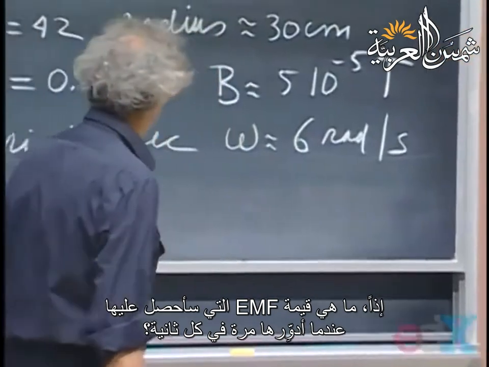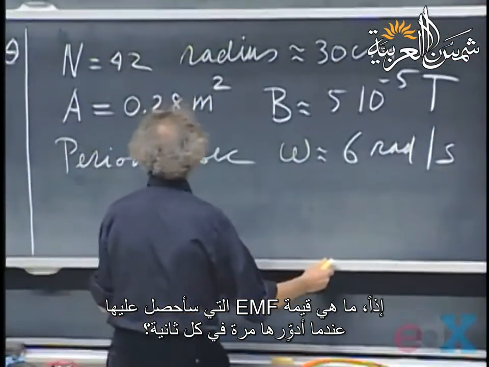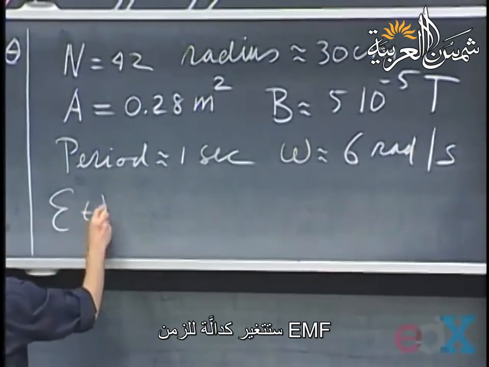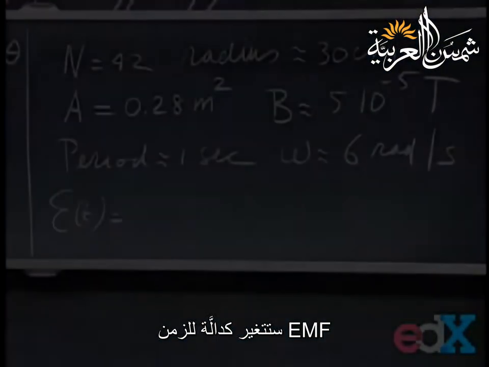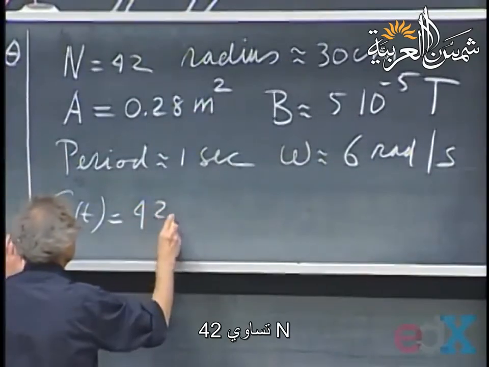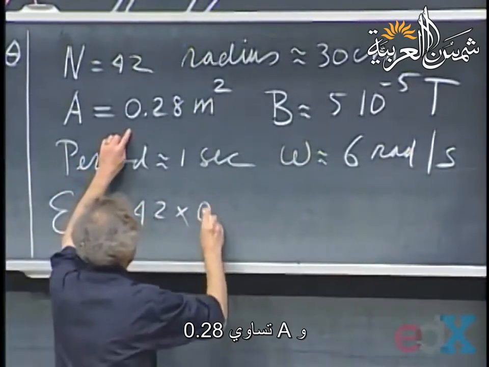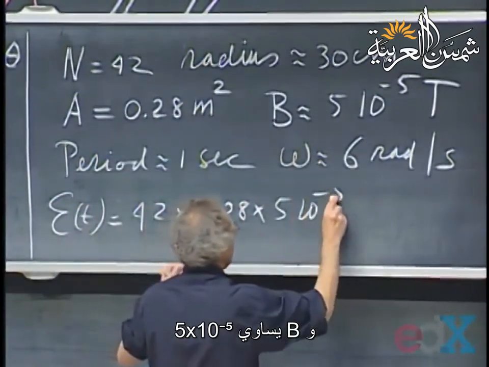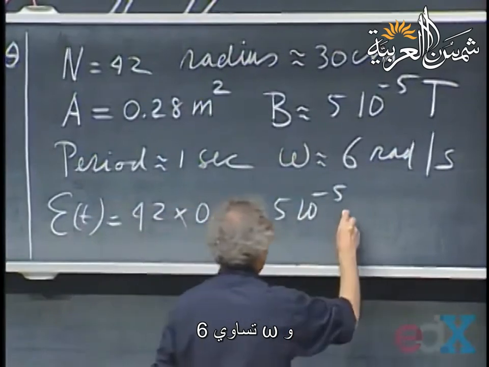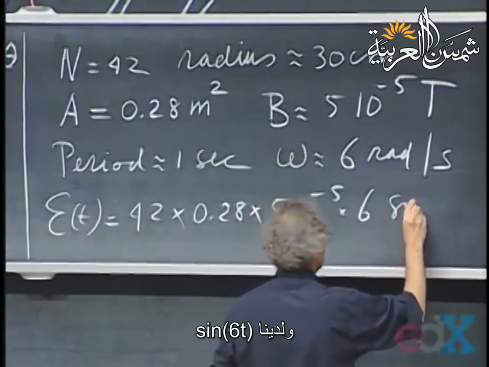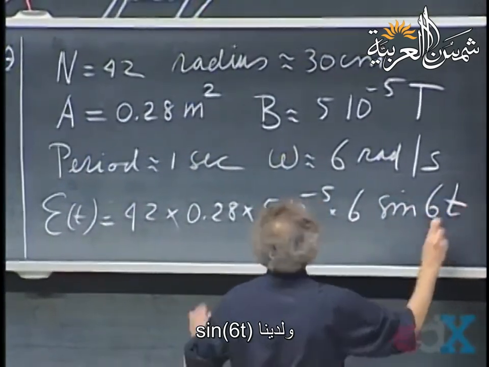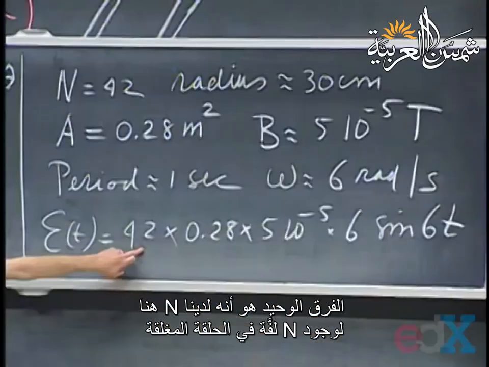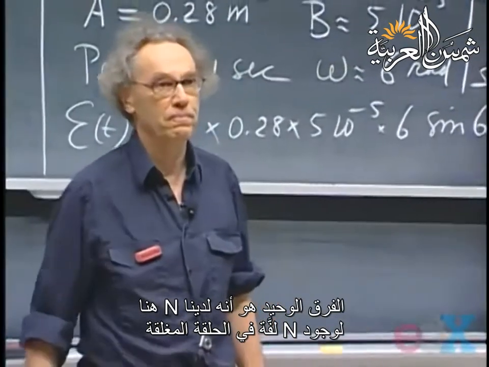And so what is the EMF that I'm going to get when I rotate it once around per second? Well, the EMF will change as a function of time. We're going to get 42, that's N. We're going to get A, that is 0.28. We're going to get B, that is 5 times 10 to the minus 5. And then we're going to get omega, that is 6. And then we get this sine of 6t. You see the equation there? The only difference is we have a capital N now here because we have N windings in the closed loop.